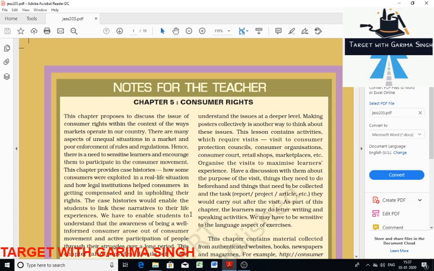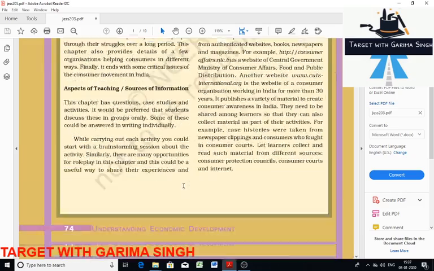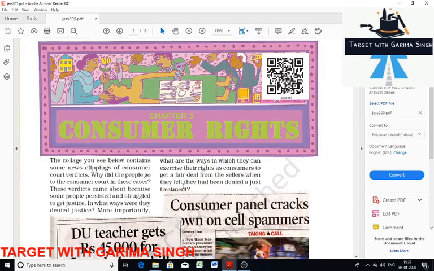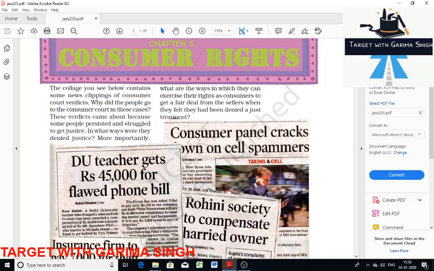So let's move on to today's chapter, that is Consumer Rights. I'll tell you the crux, like I said at the start of every chapter. Let's move on to the topic. Here we will read about the rights of consumers. A consumer should be aware of their rights, and they can file a complaint, get their grievance heard, and get a solution for that.